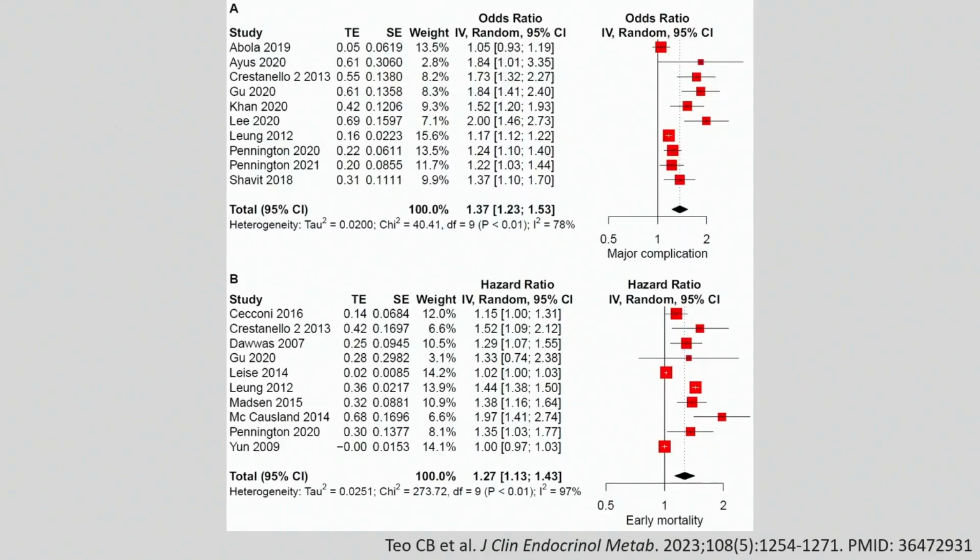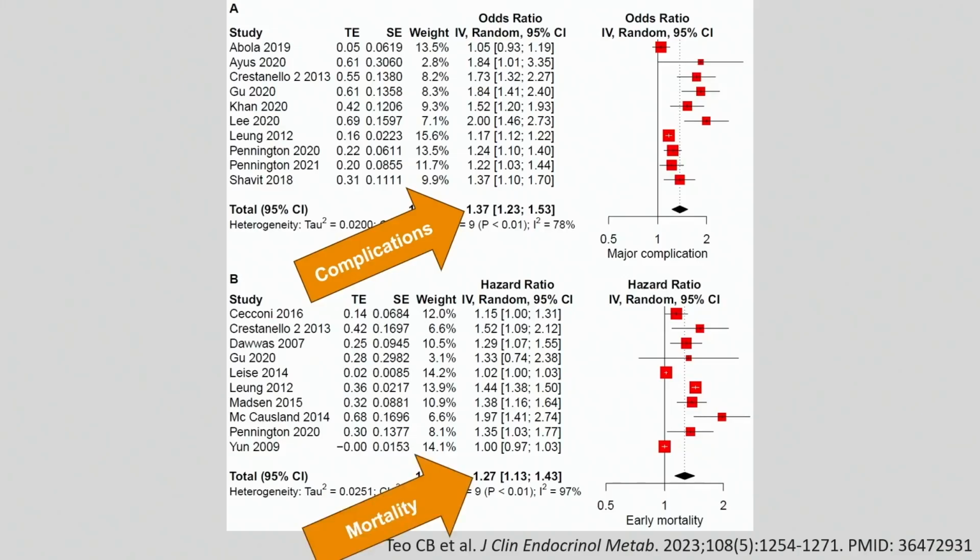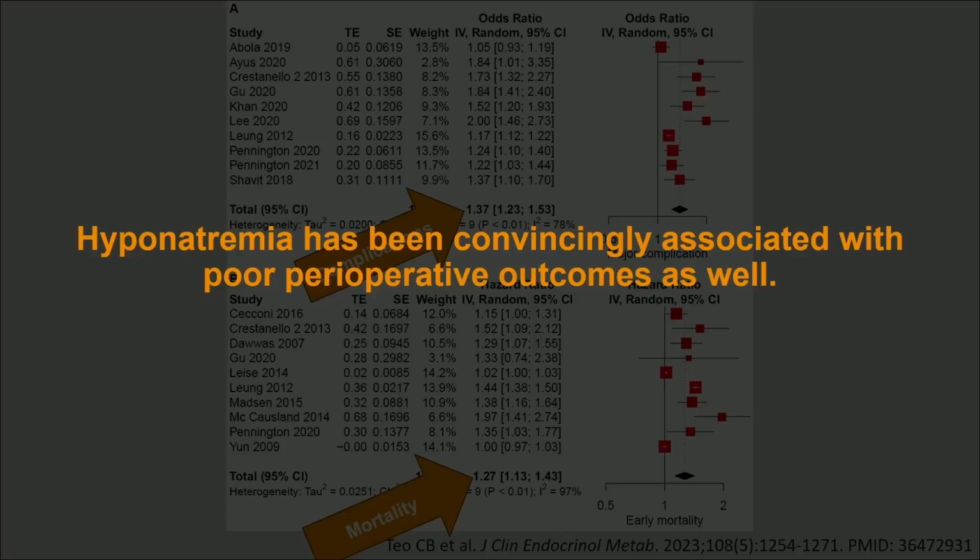This is the same in a perioperative sense. When we look at the odds ratio for things like any perioperative complication, we see that there's about 37% increased odds of perioperative morbidity in patients who come in hyponatremic. And likewise, there's a 27% increased odds of perioperative mortality in patients who come in hyponatremic. And so what I want y'all to know about sodium, I recognize it may not be your favorite electrolyte, but it's been convincingly associated with poor perioperative outcomes in hospitalized patients.